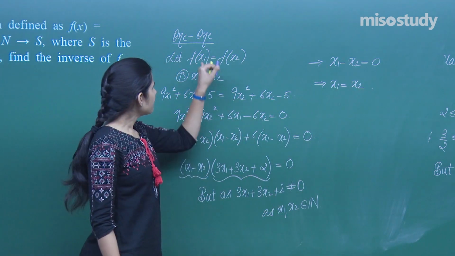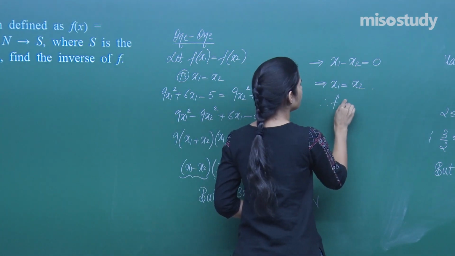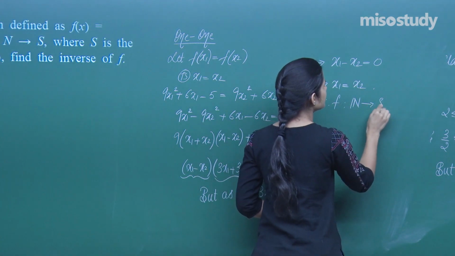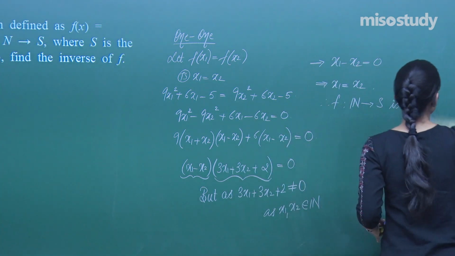So I began with f(x1) equals f(x2). I showed that x1 equals x2. f from N to S is one-one. Now f from N to S is one-one. This is established.